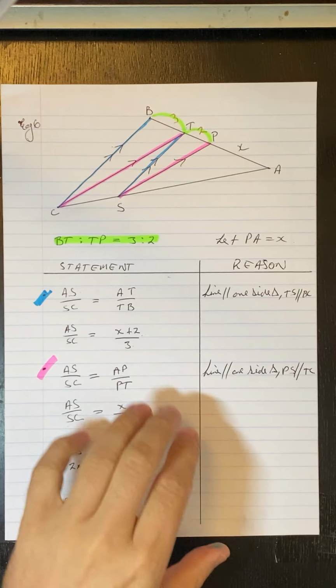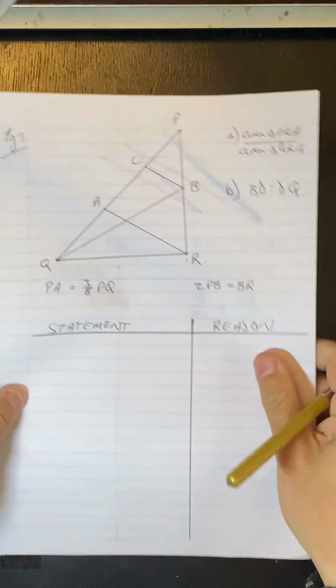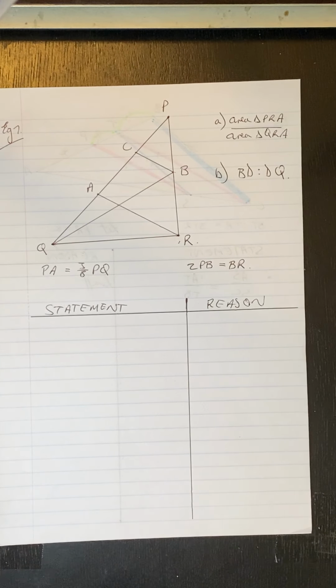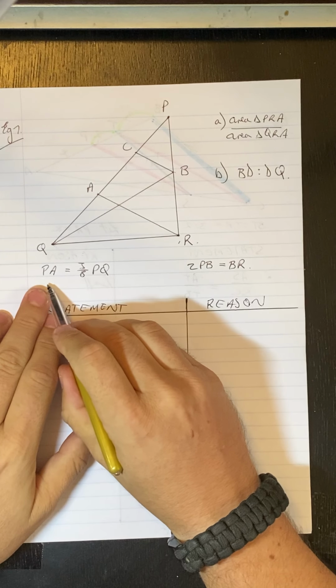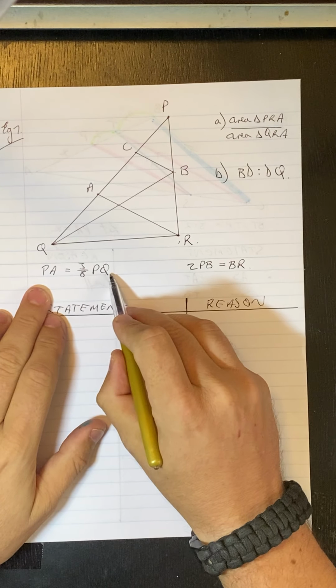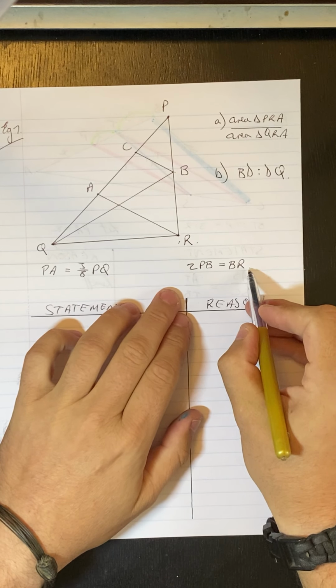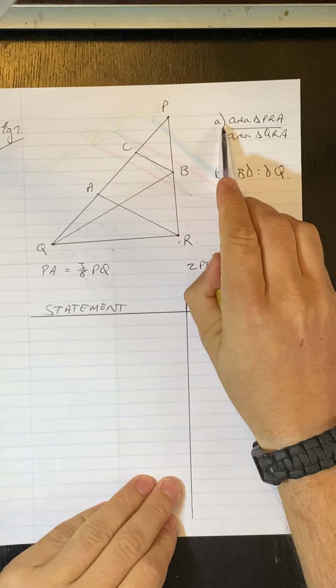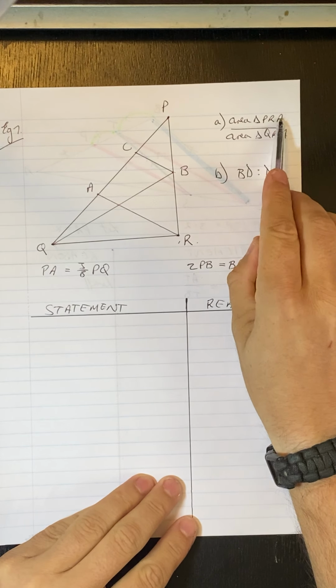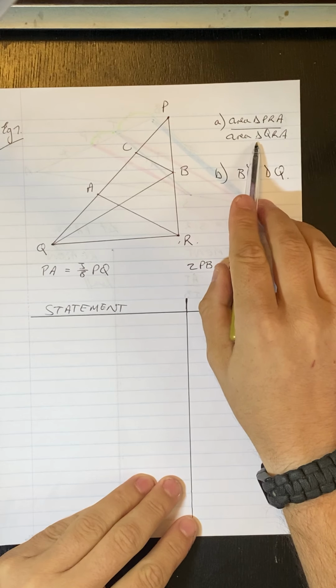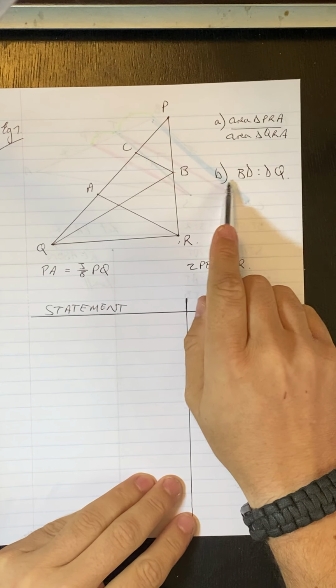Okay, the next one we're going on to is example 7. And if I just bring up the question there, question 7 is saying that PA is equal to 3 over 8 PQ, and 2PB is equal to BR. Calculate the ratios of A, the area of triangle PRA to area of triangle QRA, and then question B is BD to DQ.